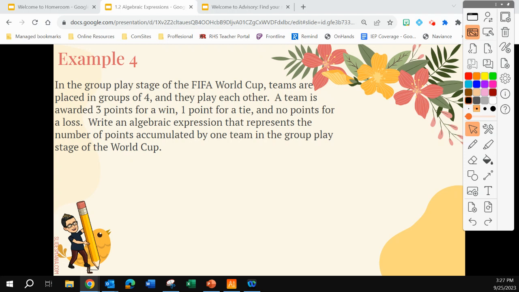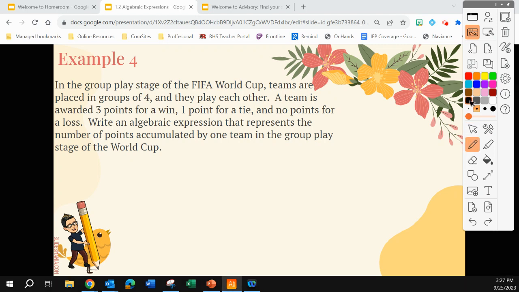So when we look at this one, it says, in the group play stage of the FIFA World Cup, teams are placed in groups of 4, and they play each other. A team is awarded 3 points for a win, 1 point for a tie, and no points for a loss. Write an algebraic expression that represents the number of points accumulated by one team in the group play stage of the World Cup. So first step is always reading the problem like we just did.